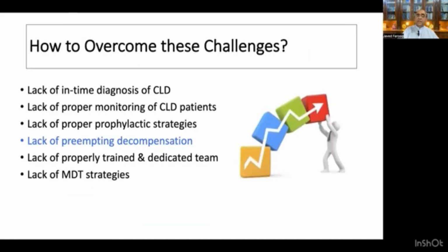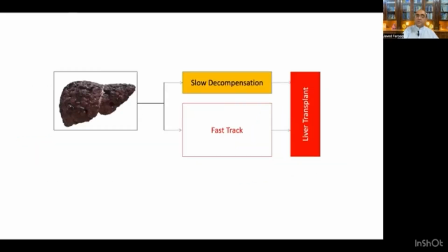Another challenge is the lack of preempting decompensation: whether my patient can develop a decompensation or not, and if so, when. We know that decompensation is the hallmark of chronic liver disease or cirrhotic patients. They can decompensate slowly, or they can go through a fast track requiring liver transplant. The slow decompensation is not over months, it is over years, 7 years, 8 years, 10 years, even more than that. They decompensate in the absence of proper treatment.